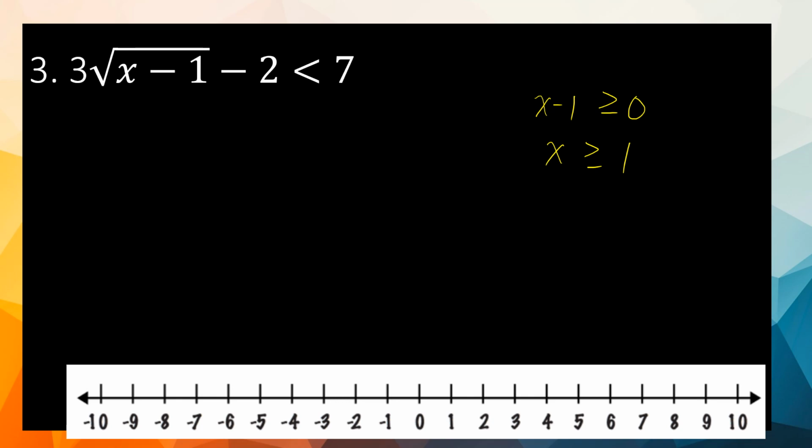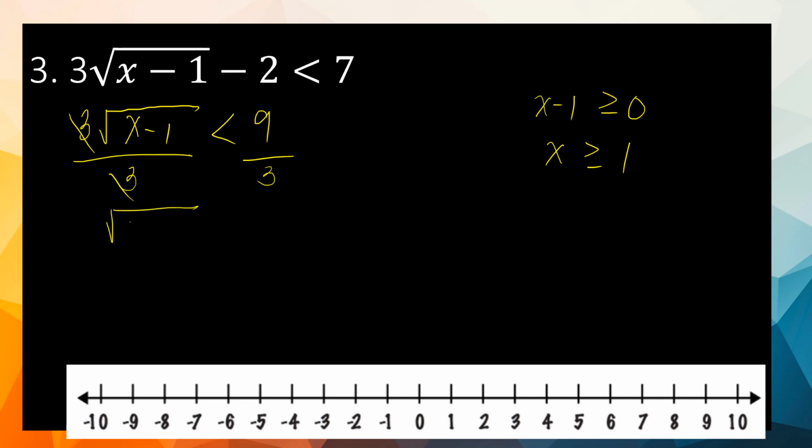Next, let's solve the whole radical inequality. Let's transpose first negative 2 to the other side. So this would be 7, negative 2 will become positive 2, so 7 plus 2 is 9. Now we have a 3 here, so we need to divide both sides by 3. If we do that, we will have square root of x minus 1 is less than 3.